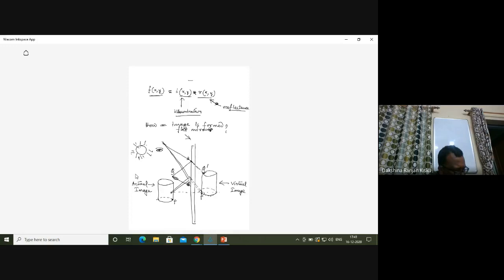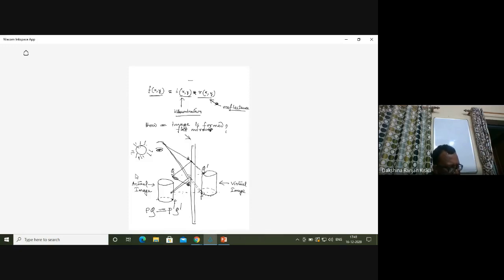So the distance between P and Q and the distance between P dash and Q dash will both be the same. So P to Q equals, we can write, P dash Q dash. This is the way by which an image is formed in our eyes.